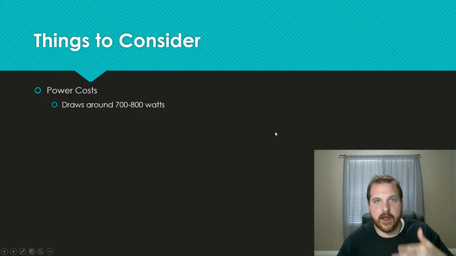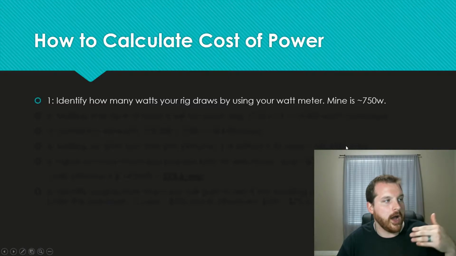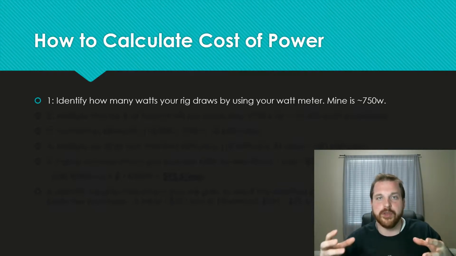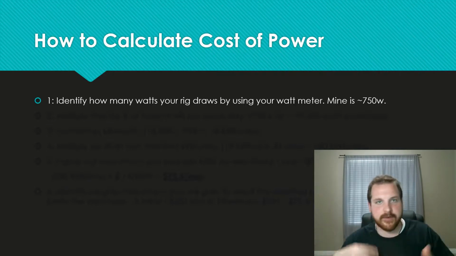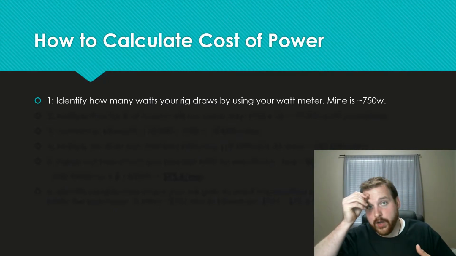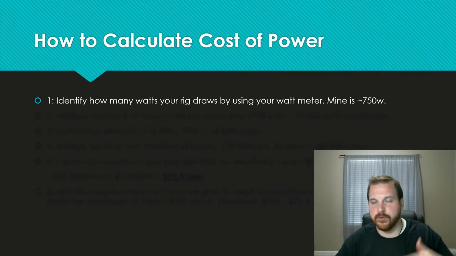The rig that I built draws about 700 to 800 watts. And this is how you calculate your power costs. First of all, you identify how many watts your rig draws by using your watt meter. You plug that into the wall and start running everything, and it'll give you a read on what that draw is from the wall. The one that I use, I'm going to use 750 watts as a baseline.